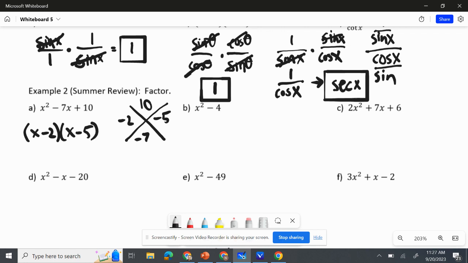With the next one, whenever we have a binomial and both we can find the square root of, we're going to take the square root of each one, and then that becomes x minus 2 and x plus 2.